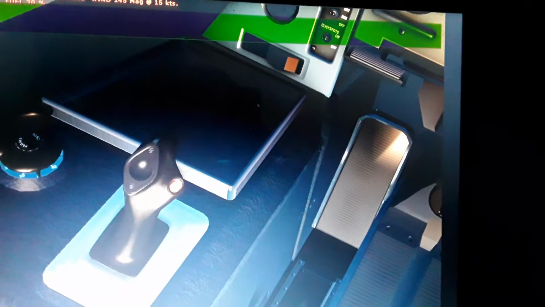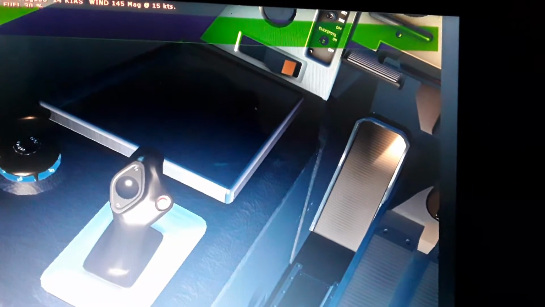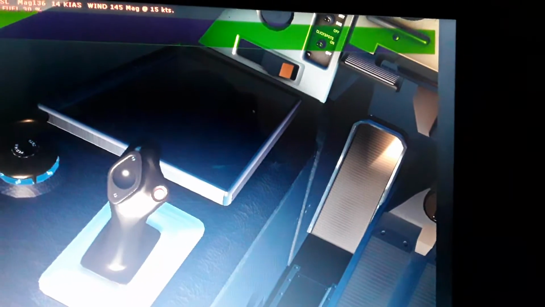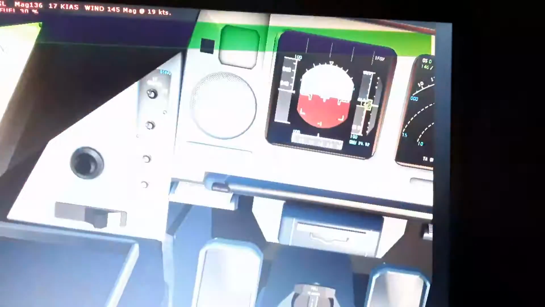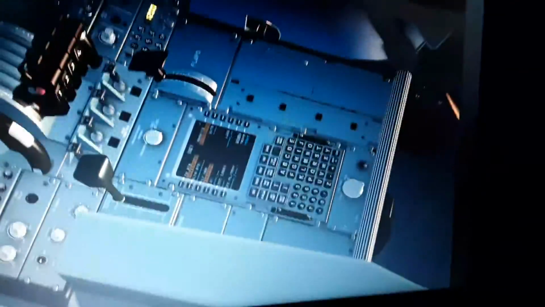If I want to pitch up the aircraft, I just pull the side stick up, and when I want to pitch down, I just push it down. So I'm going to be showing you some more systems here if I have some time.